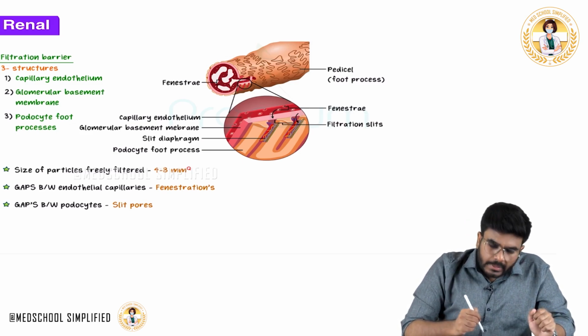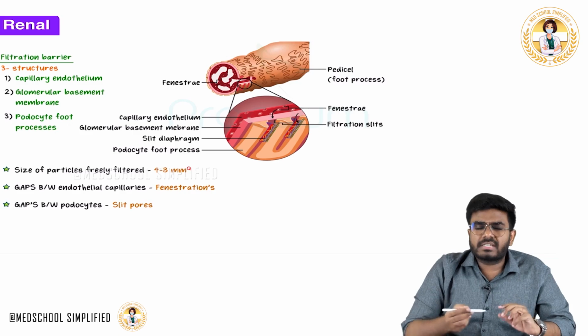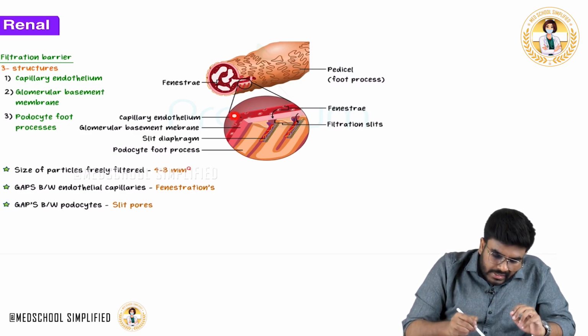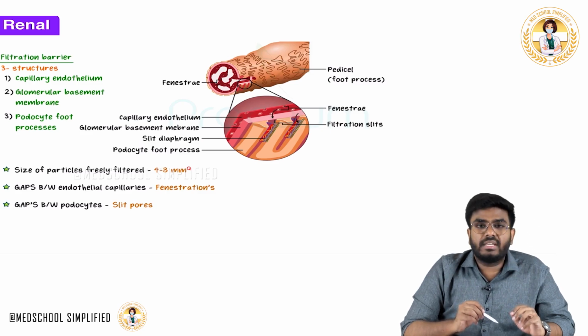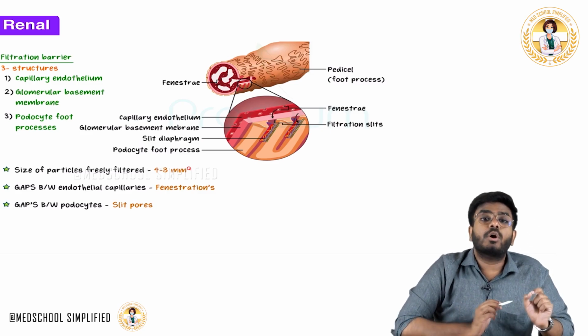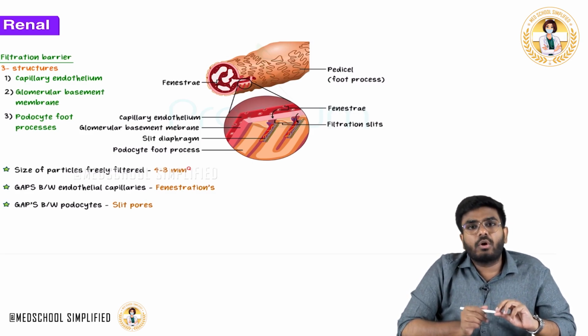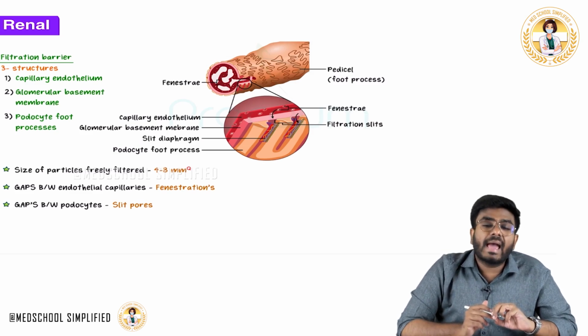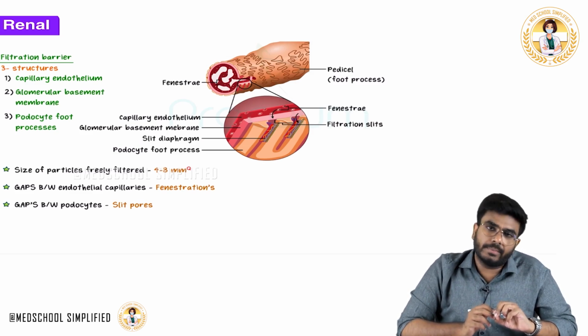Even before understanding that, we need to know a few more important basic points. Look at this endothelial layer. Are you able to appreciate the small gaps? Even these endothelial cells have small gaps. These gaps are called fenestrae or fenestrations. So fenestrations are the gaps in the endothelial layer.